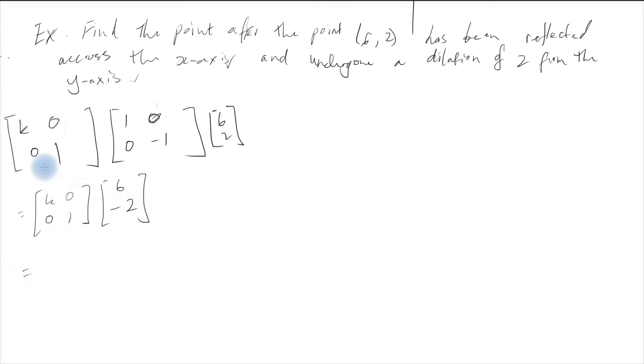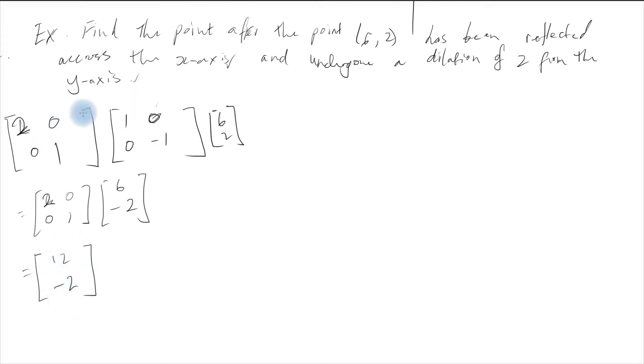Now I can do this bit. So notice that I left this on the left hand side. Now k times, oh whoops, dilation of 2, so it's not k, it's 2, isn't it? 2 instead of k. There we go, that's much better. So 2 times 6 is 12, and 0 times minus 2 is 0. 0 times 6 is 0. 1 times minus 2 is minus 2. So there's our final answer.